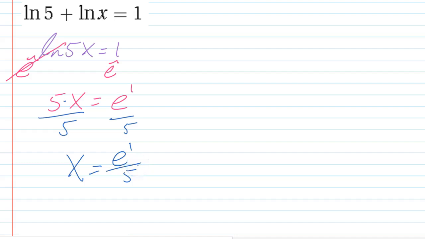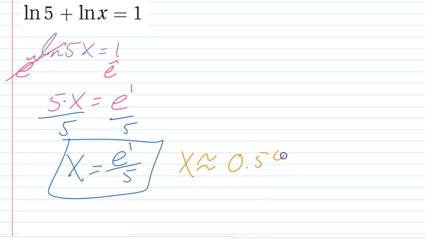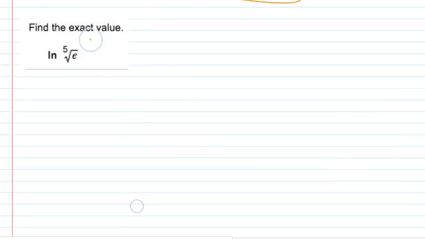If they're asking for an exact answer, that's what you would write as an exact answer. Now, if they want the approximate value, x is approximately, now we plug that into our calculator. And when we plug that into the calculator, we get 0.5436, and it keeps going. We'll round it to the thousandths, and that gives me x is approximately equal to 0.54. Now here they want the exact value, which is nice. That means we don't have to plug it into a calculator.